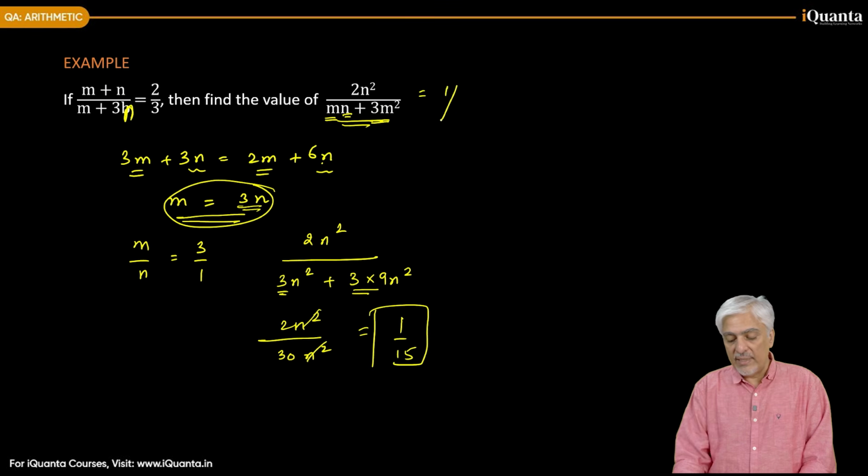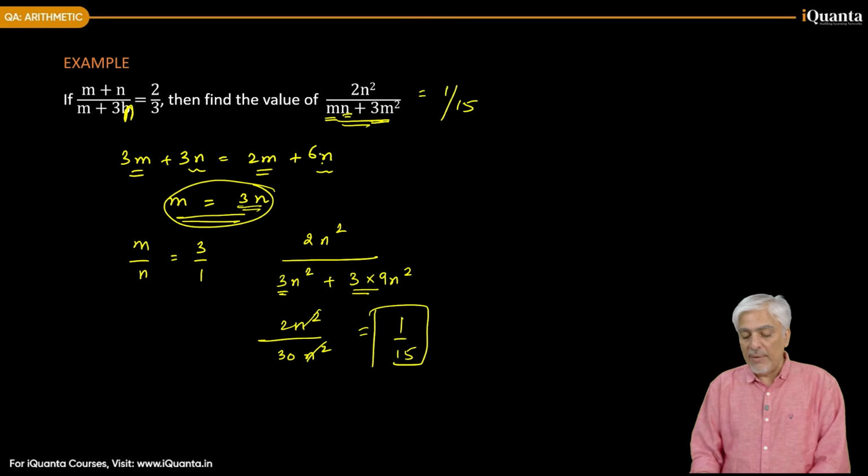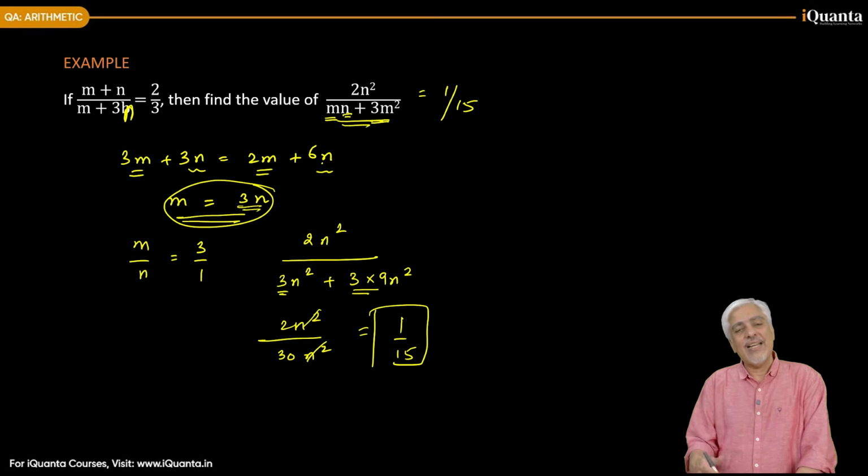As I said, you could have done the k method also. Put m as 3k, n as 1k. At the end, k square would cut. Same logic.